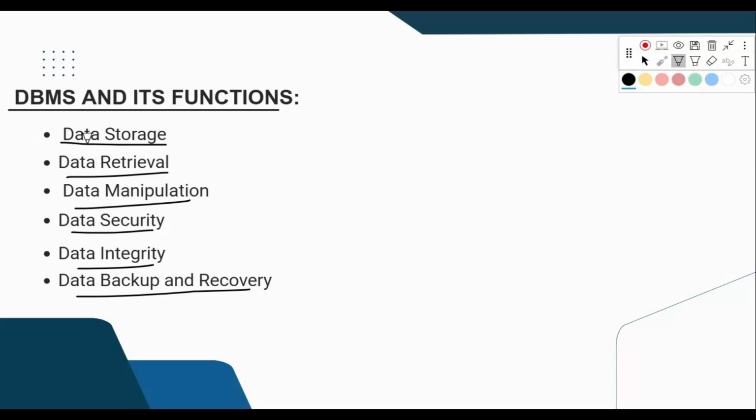Data storage is nothing but saving data in the form of rows and columns, which we call tables. It saves data in the form of tables. The student, courses, and registration details will all be stored in data storage. This is the main function of DBMS.